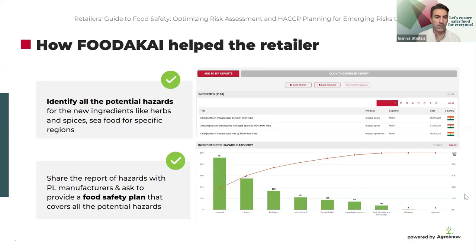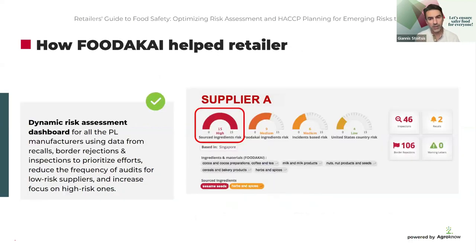And this was very efficient. If we go to the next slide, another thing that our client managed to do using Foodakai is that for each of the PL manufacturers, they have a dynamic risk assessment dashboard that uses data and combines data from recalls, border rejections, and inspections. So they have a very good knowledge of the food safety history.